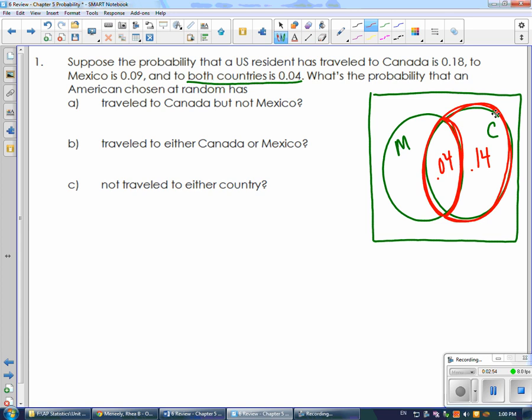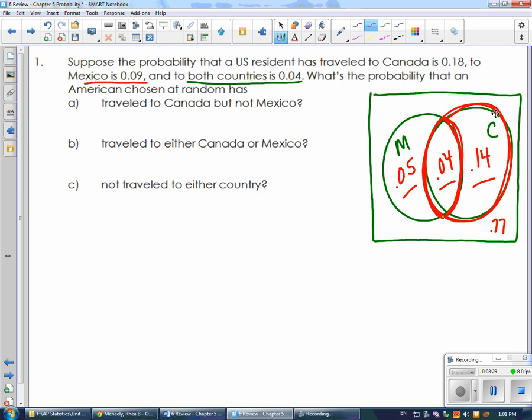If I want to figure out the percentage that have visited just Mexico and not Canada, I take what I know about Mexico, which is that 9% of Americans have traveled to Mexico, and I subtract that 4% overlap. That means that 5% have visited just Mexico. If I want to figure out the percentage that haven't visited either, I need to add up my probabilities. So that's 5, 9, and then 23% have visited either Canada or Mexico. If I subtract that from 1, that means that 77% have visited neither.